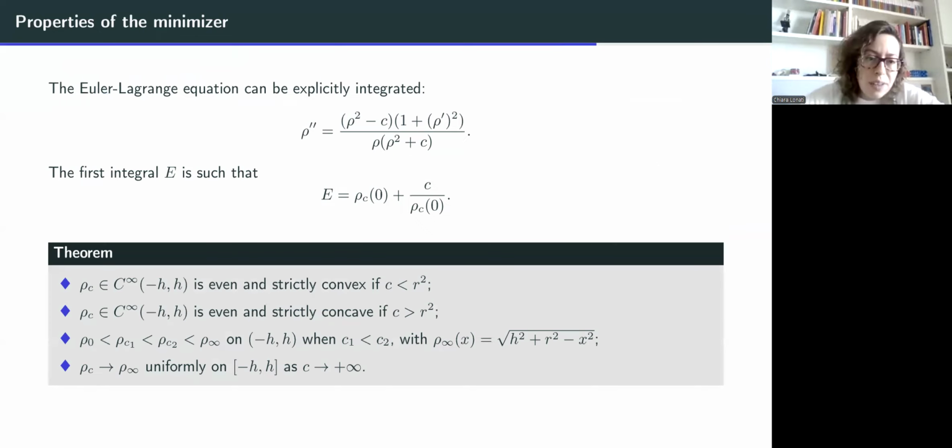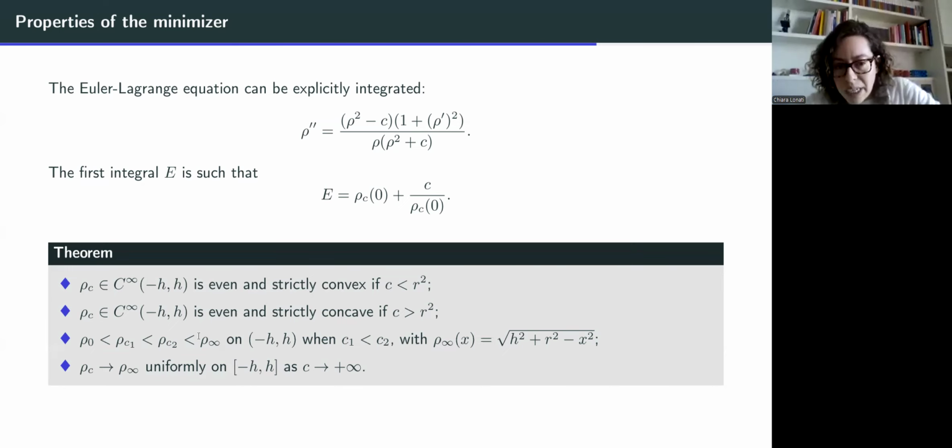And then we have also this characterization. So in the first case, when C is less than R squared, the minimizer is even and strictly convex. So it is similar to the case treated before. If C is greater than R squared, we have that it is even and strictly concave. It always lies between the catenary and under this function.